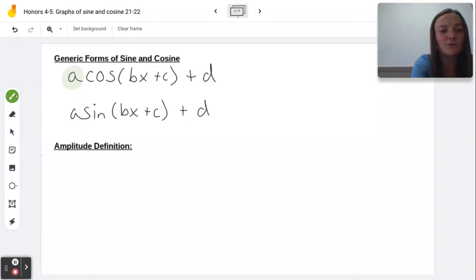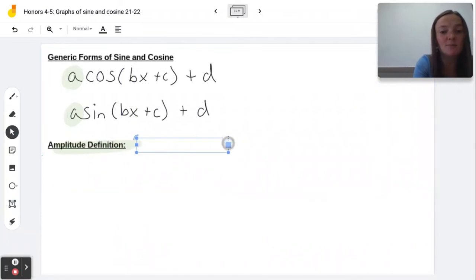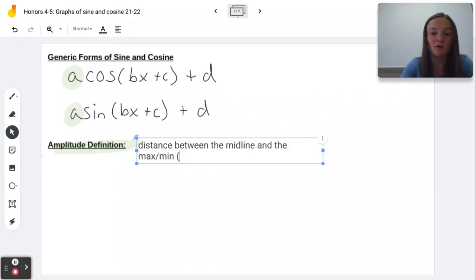A is always going to represent the amplitude. And real quick, if you guys need an amplitude definition again, we'd say amplitude is the distance between the midpoint and a max and min. So real quick, A is the distance between the midpoint, midline, and the max slash min. And remember, it's always positive. So amplitude can't be negative.